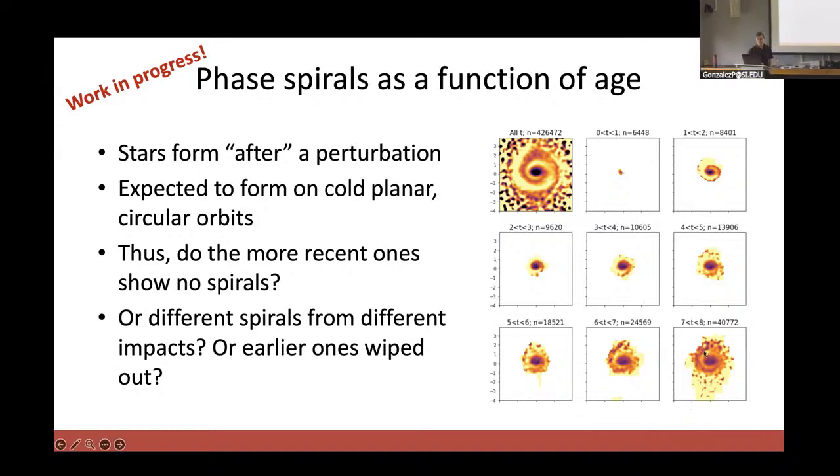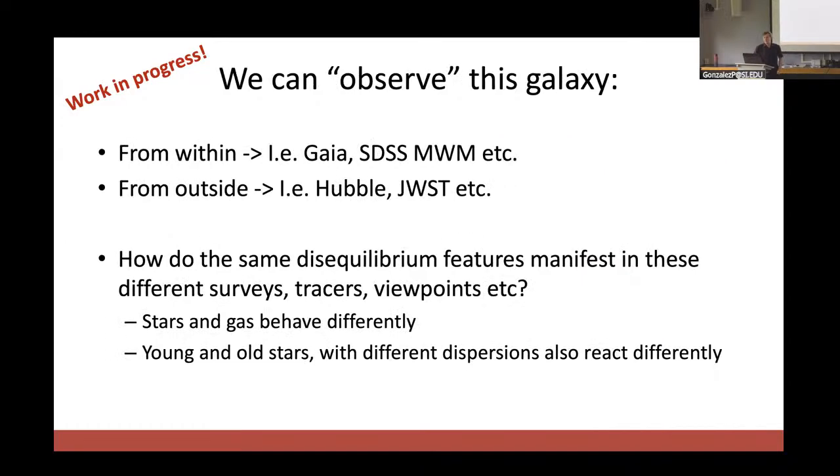But I haven't had a chance to go through and do the large-scale correlation mapping that is needed to see whether you actually get any useful information out of the different stellar populations. This is where we're going in the future. We can also observe this galaxy. Now that we have the self-consistent metallicity and age information for these stars, it's easier to make such mock catalogs. And I'm very interested in doing not only the kind of mock catalogs for Gaia, but also for external, as if they were external galaxies. So we can look at the same perturbation from the inside and from the outside with a Hubble or a JWST-like catalog, which is something I've been working on recently.